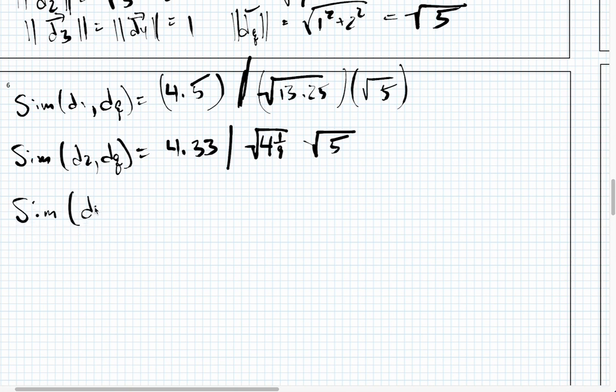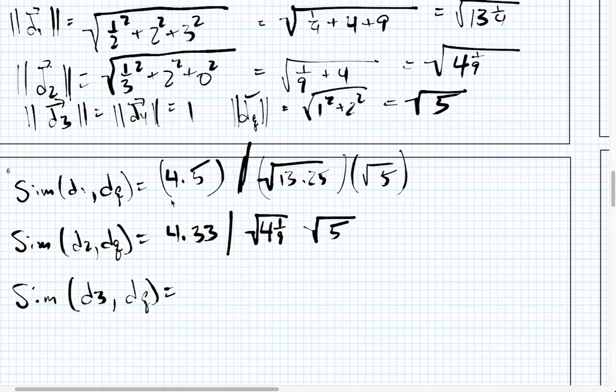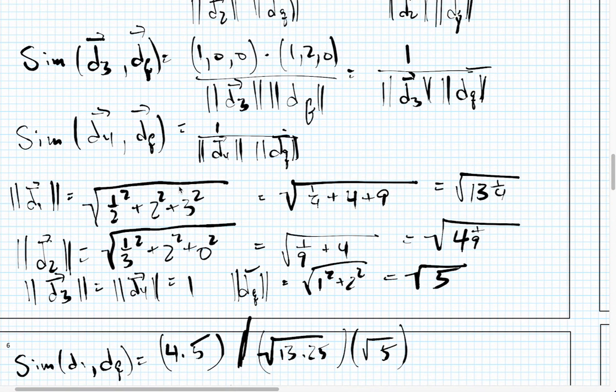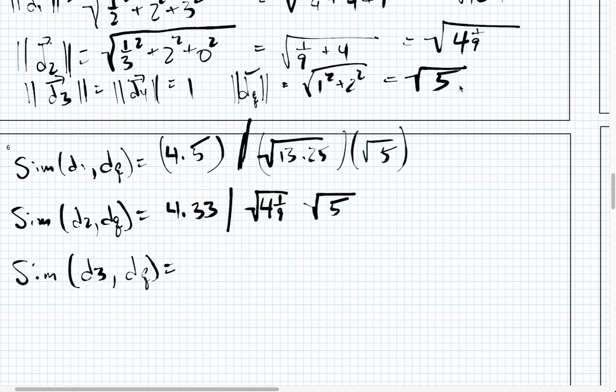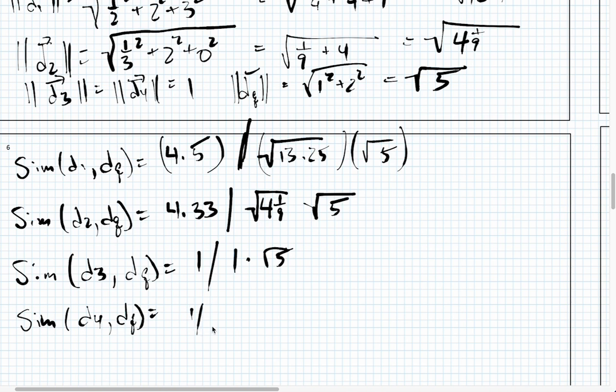The similarity of D3, DQ is equal to, oh, that's just 1 divided by, let's see, the length of D3 is 1 times radical 5, and the similarity of D4, DQ is also equal to 1 divided by 1 times radical 5.